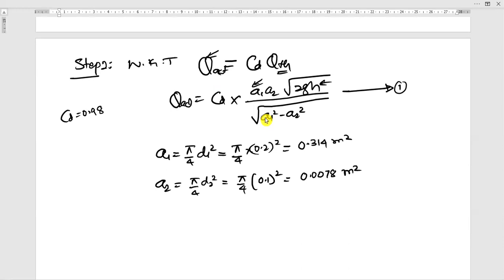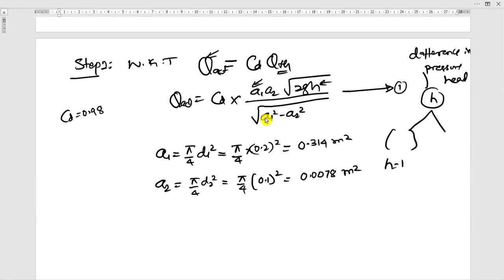What is the formula for H? There are two ways to find the value of H. What is H? H is the difference in pressure head. Be careful in calculating the value of H. So there are two ways. One is using the direct difference, H is P1 by rho g minus P2 by rho g. This is the one formula with which you can directly calculate H.